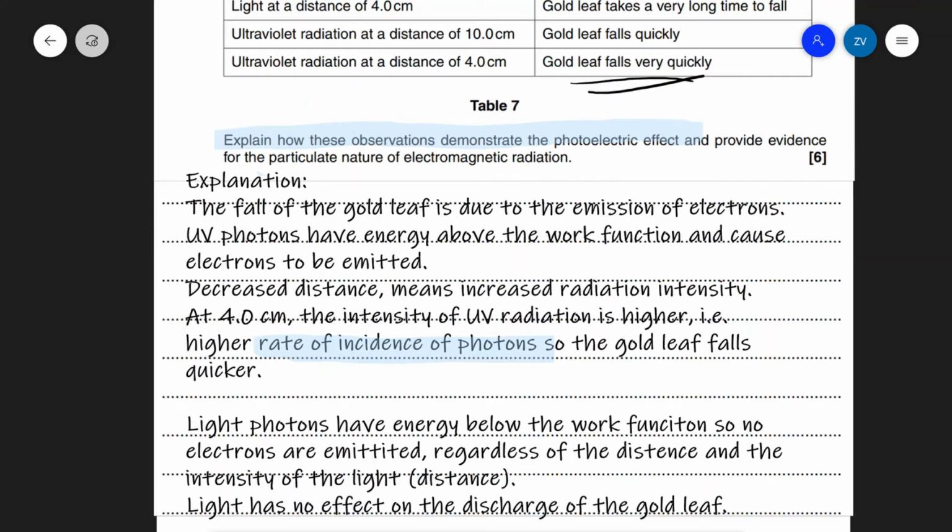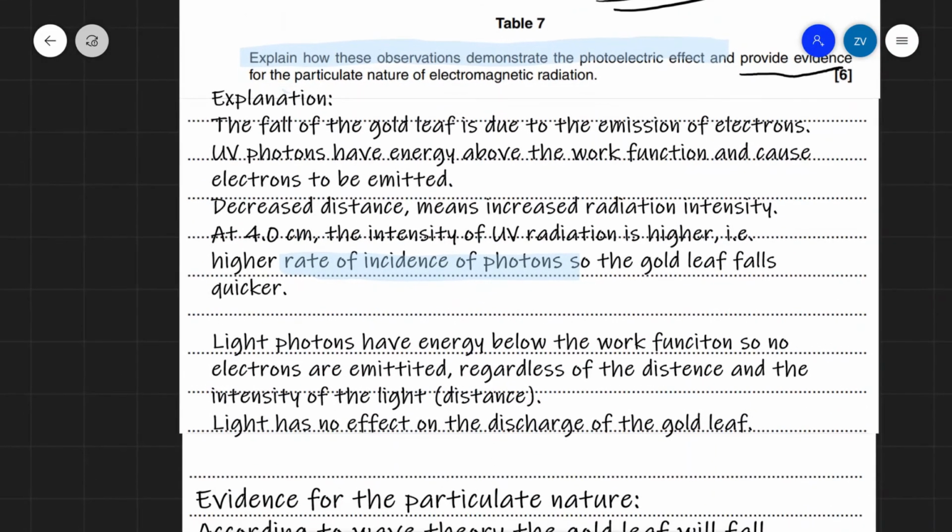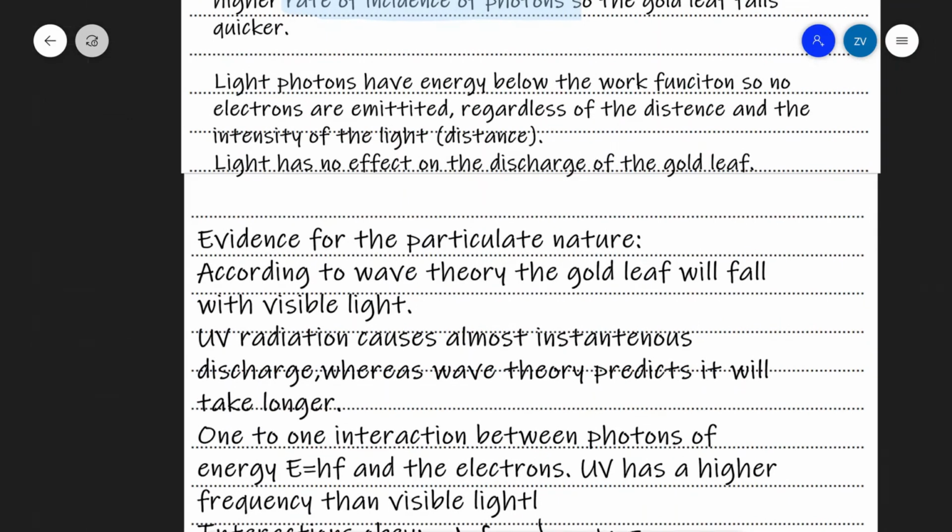Now that we've done the first part of this 6-marker question, let's have a look at explaining how those observations provide evidence for the particulate nature of electromagnetic radiation. In other words, how does all this tell us that light can behave as a particle? Now, the first thing, and this is really, really important, is that according to wave theory, the gold leaf should fall at a higher rate with visible light.